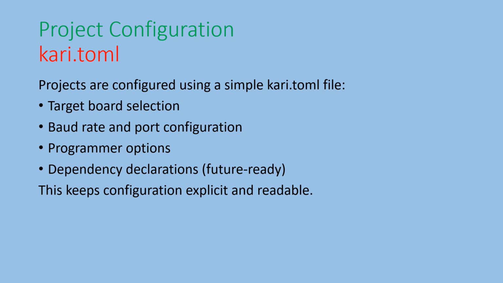So this keeps configuration explicit and readable. You are able to know which board this project was built for. So these are the good things about kari.toml, or about kariRS itself. By looking at this configuration file, which is easy to read, you can know which actual board, which MCU, this project was built for. Was it the Mega, the Atmega 2560, or the Atmega 328? You can know which actual MCU this project was built for, because again, each MCU has its own architecture.